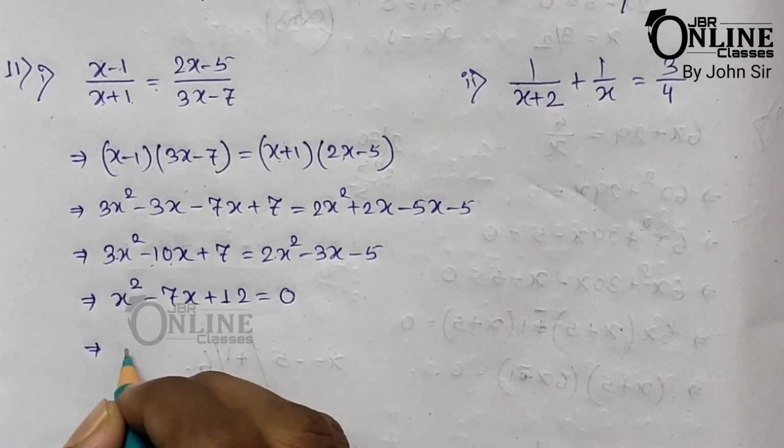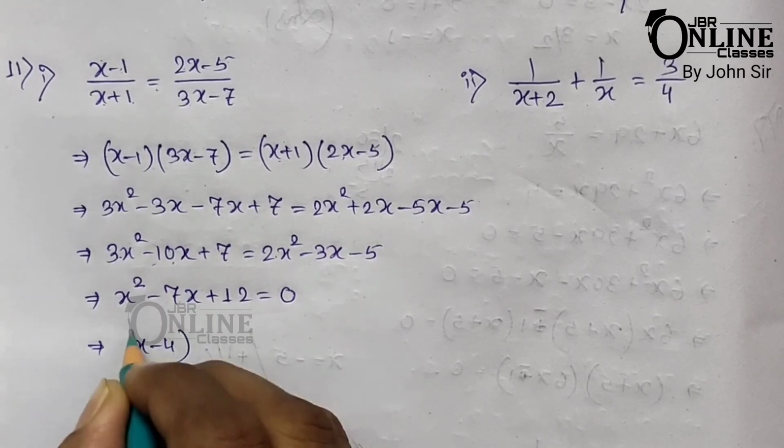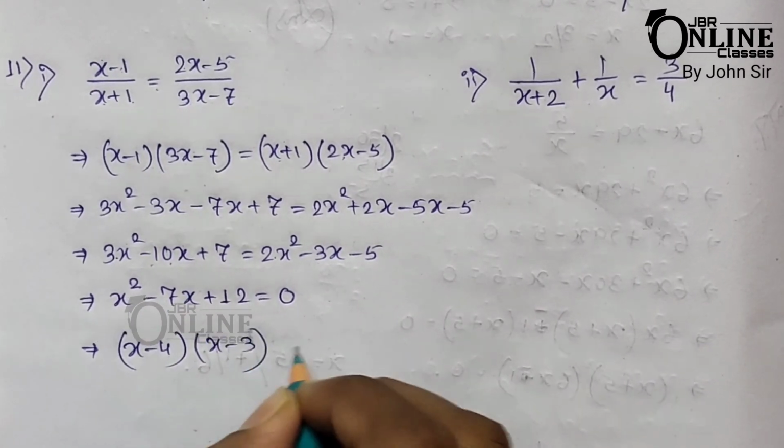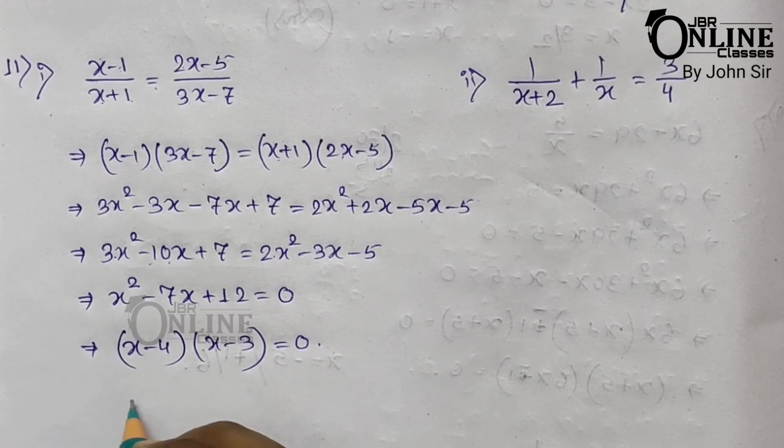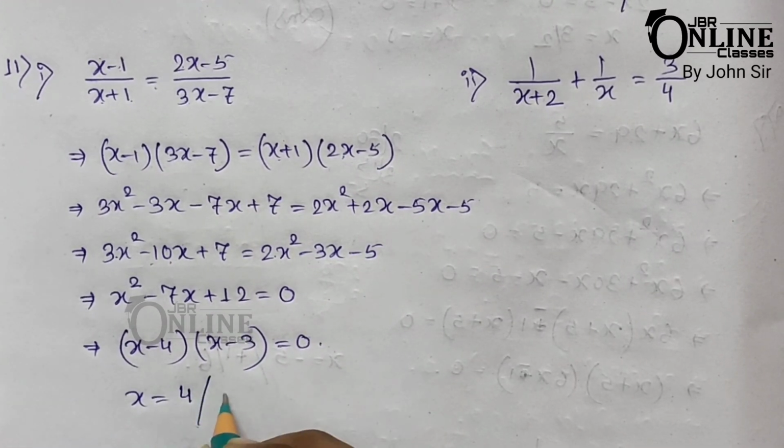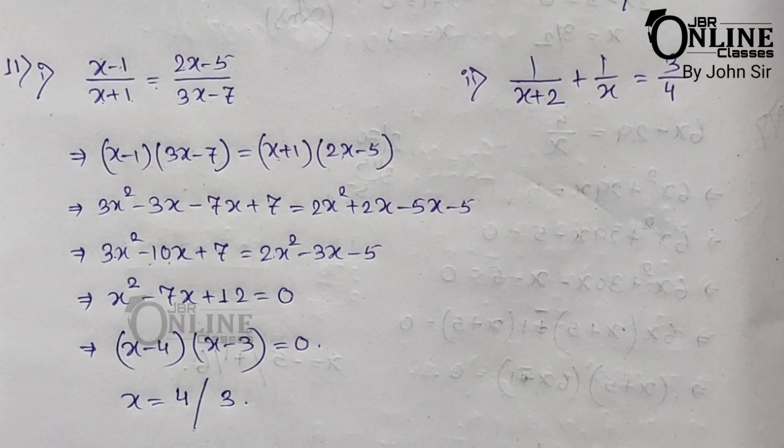Okay, so now after middle term factorization, you will get (x minus 4) into (x minus 3) equal to 0. So from that x equals 4 or x equals 3.